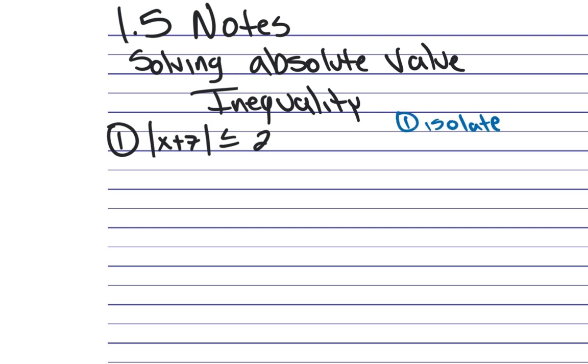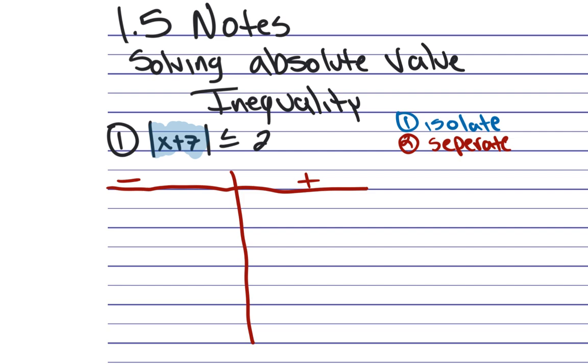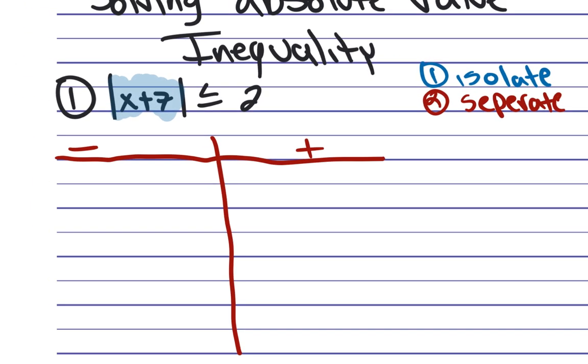For isolate, we highlight the absolute value from line to line, and check if there's a neighbor outside of the line. In this problem, there's no neighbor, so I can go ahead and do the second step, which is to separate. When I separate, I need to make sure that I'm being careful on my negative side, because it's going to look a little bit different than what it's looked like before. My positive is going to be exactly the same.